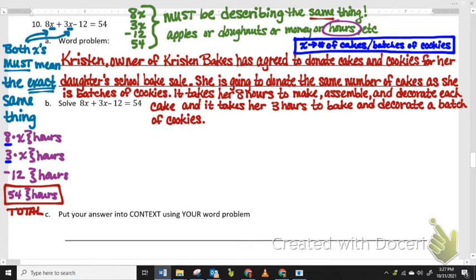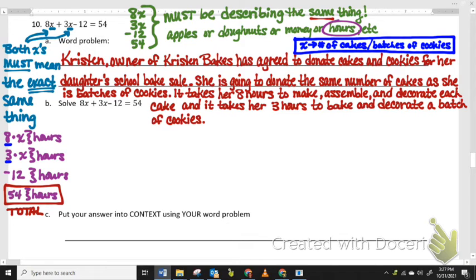Okay, so the really important things that I've established so far with the story as I've written it. We've got that X means the same thing in 2 different spots. The number of cakes is the same as the batches of cookies. We have the 8X, 8 hours for each cake. And we have the 3X, 3 hours for each batch of cookies.